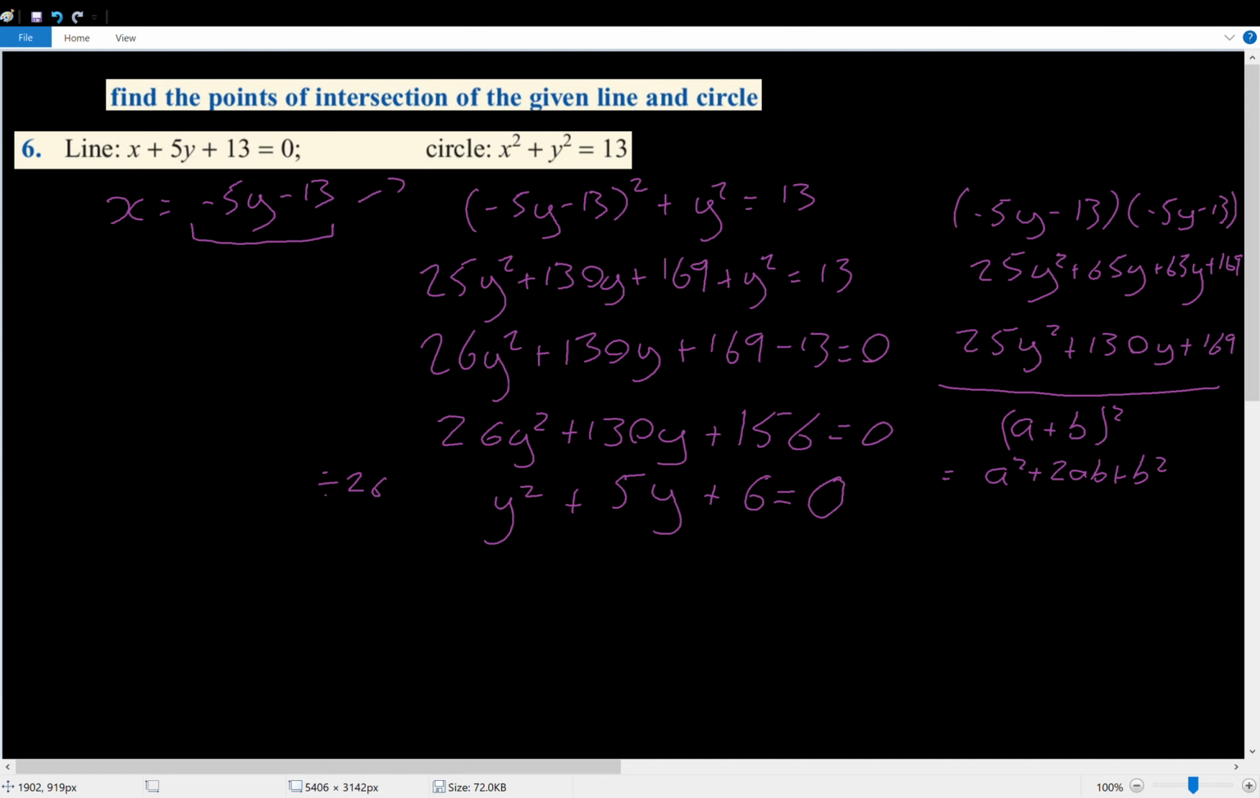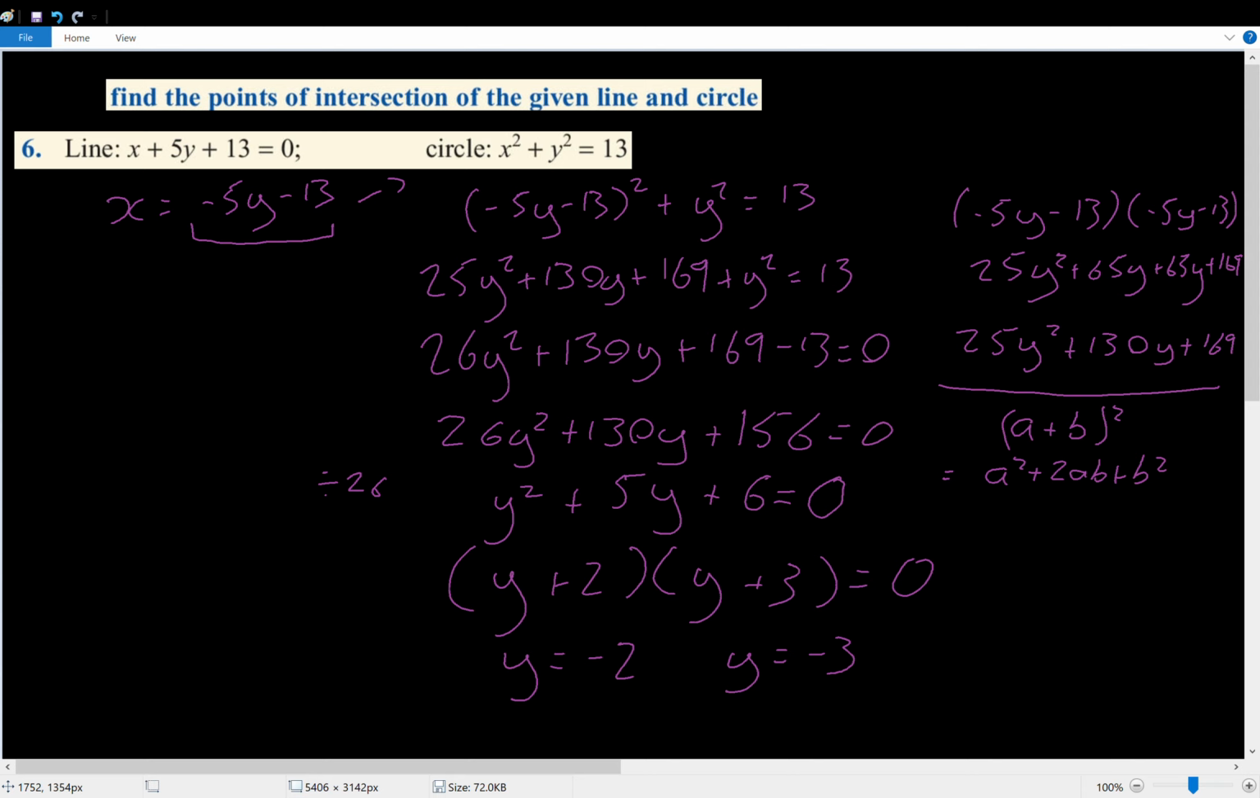So when we factorize this out, we're going to get y and y. And then we need factors of 6 that sum to 5, so we need plus 2, plus 3, which means that from here we've got y equals minus 2 and y equals minus 3. So those are our two values for y, but we've got to use them to get values for x.